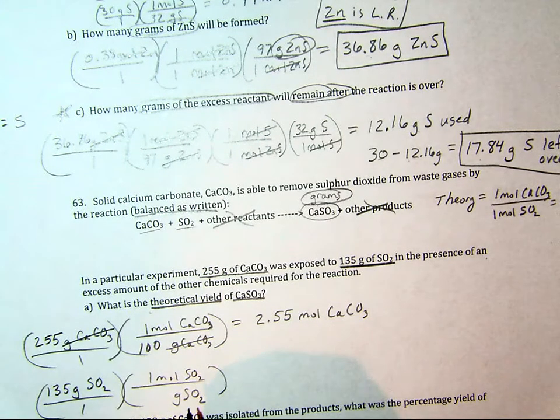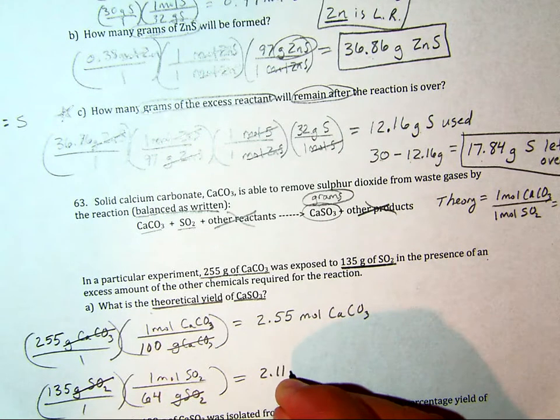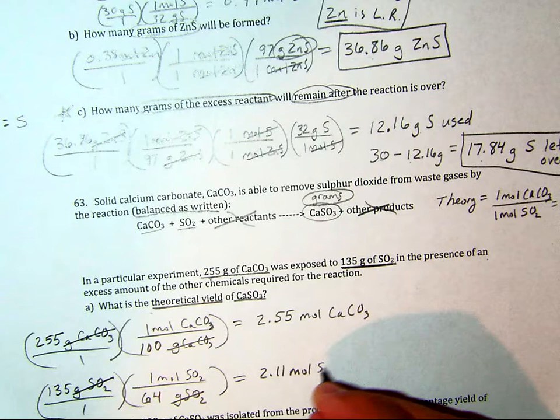Okay, my grams of SO2. So that's the molar mass of SO2, and I'm getting that is 64. If you find that on the periodic table, it's 64. So now we just take 135 and divide it by 64, and I'm getting that that's 2.11 moles of SO2.